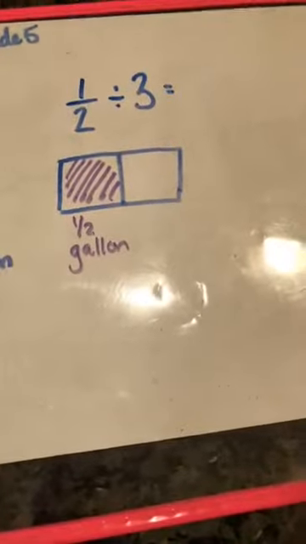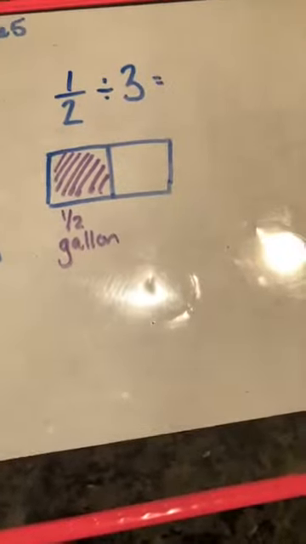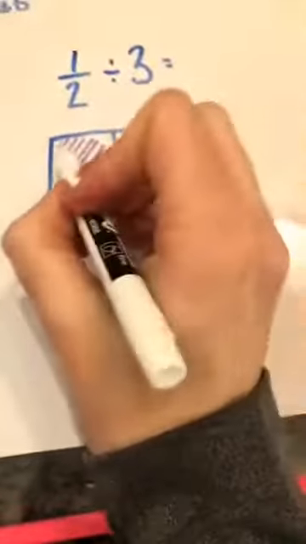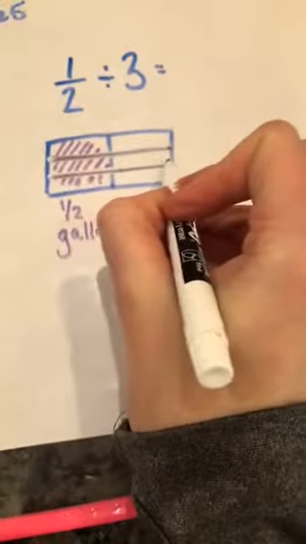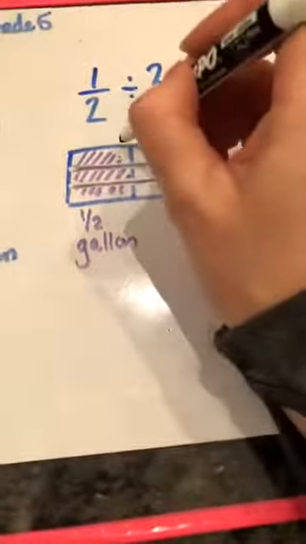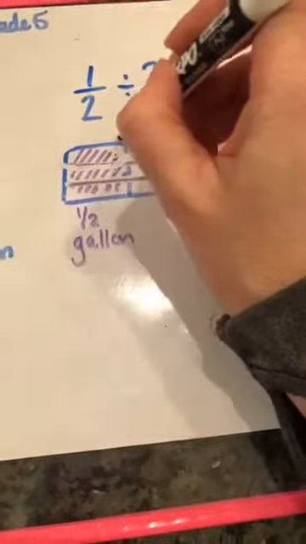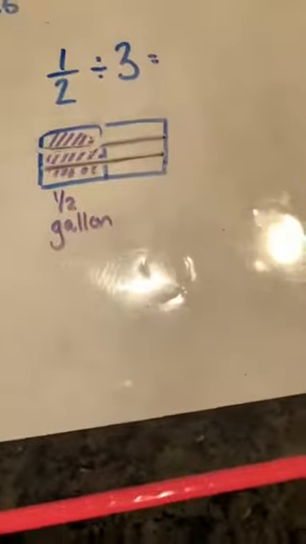So let me share with you. So if I'm taking this half and I'm sharing it among 3 friends, the question is, how much will each friend get? So this would be 1 of your friends, 2 of your friends, and 3 of your friends. Of course, all of my blacks are running out of ink.